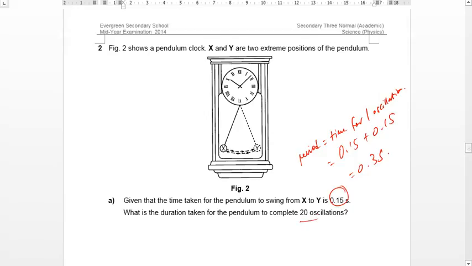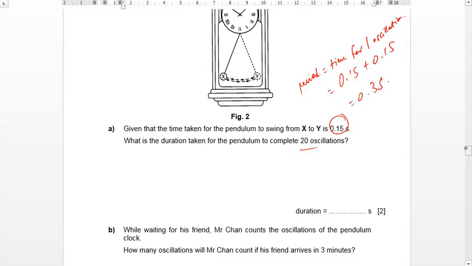So 20, it will just be duration equals to 0.15 times 20. So you get 6.00 seconds.